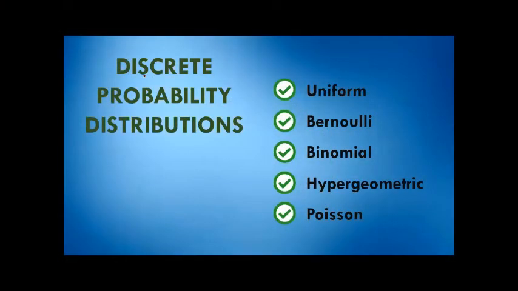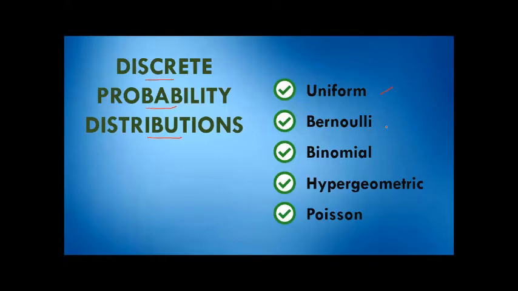These are the lessons for discrete probability distribution. These are the most common probability distributions for discrete random variables. So we have five. The first one is uniform distribution.